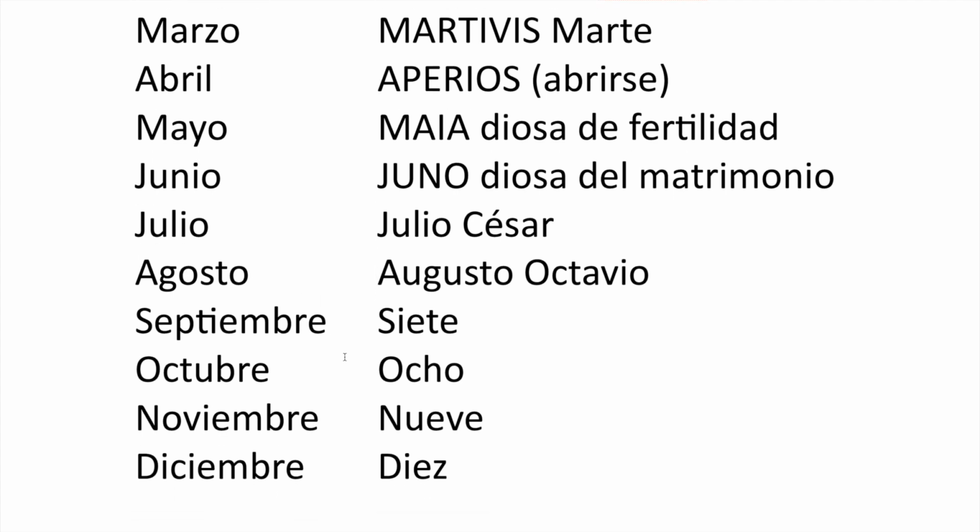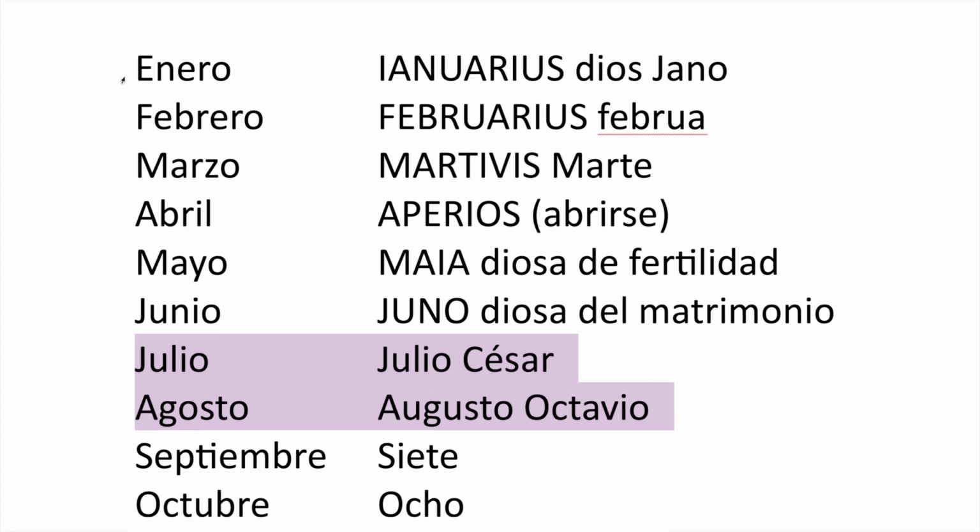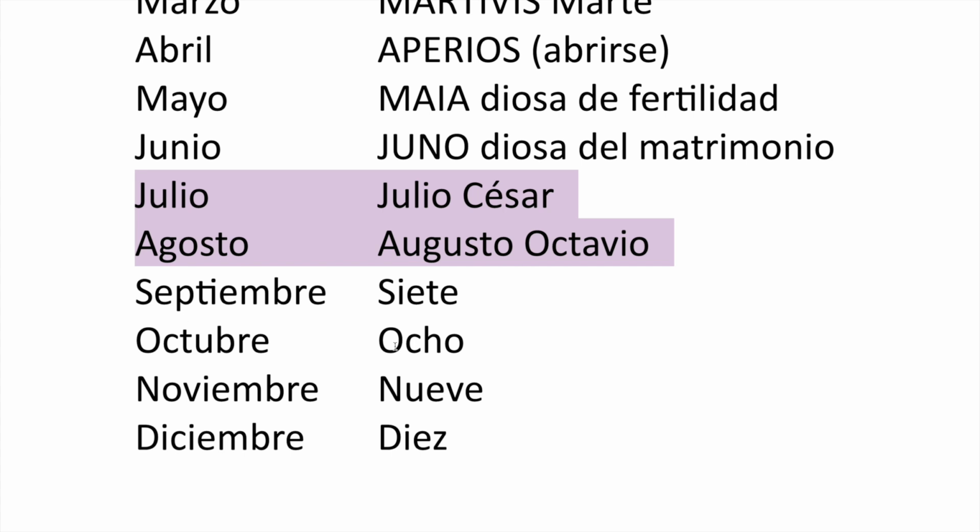And then Septiembre, so September is just 7, or the 7th month. October is just 8, or the 8th month. November, just the 9th month. And then December just means 10, or the 10th month. And if we were to eliminate these 2 months added for the emperors, then we would see that beginning with January would have 1, 2, 3, 4, 5, 6, 7, 8, 9, 10. And no, I am not going to do the count today.